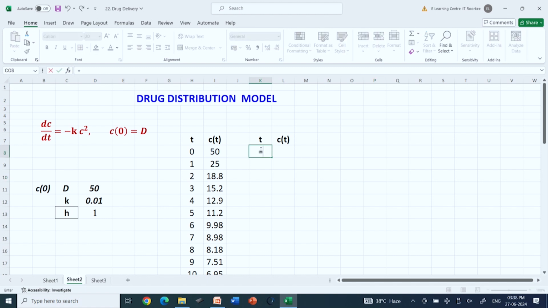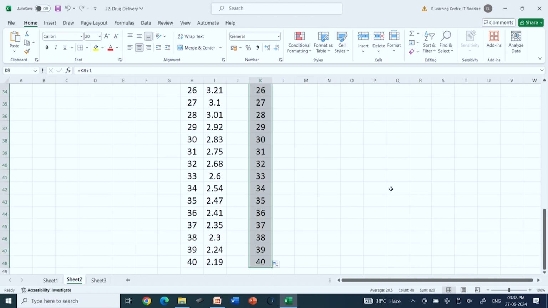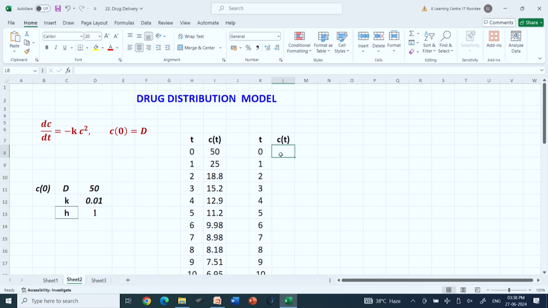So, the first thing is this value is 0, the next value is 0 plus 1, and let me drag this to the next 40 values. This is equal to, we will use the Euler's method. This initial value is 50 and this is equal to your C0 plus H, which is a constant.